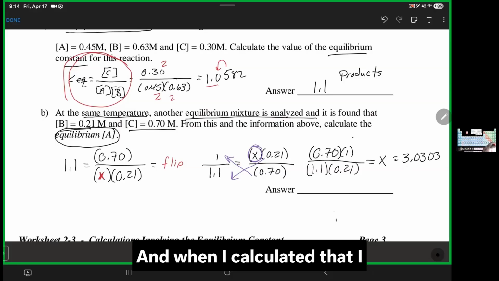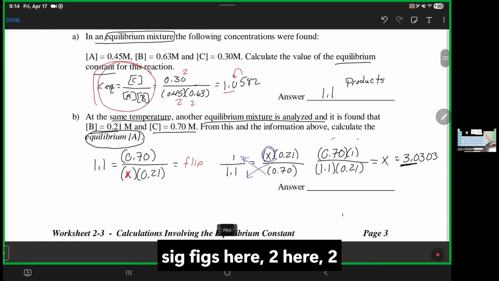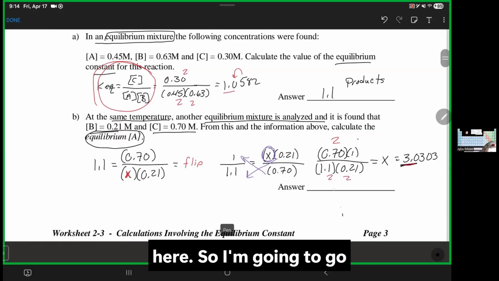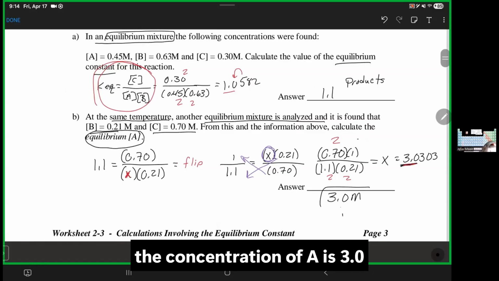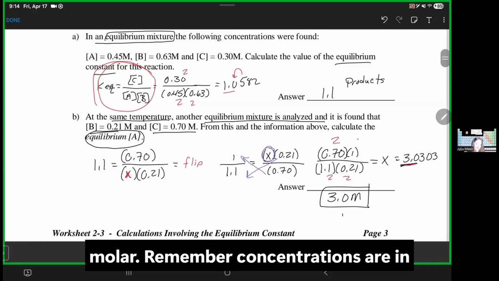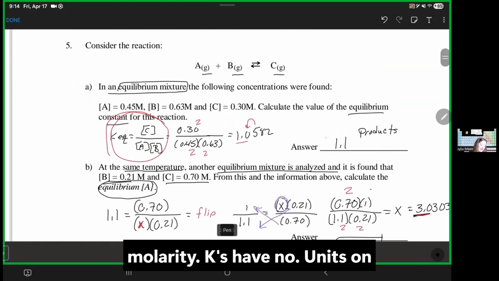And when I calculated that, I got 3.0303. And we've got 2 sig figs here, 2 here, 2 here. So I'm going to go with 2 in my answer. So the concentration of A is 3.0 molar. Remember, concentrations are in molarity. K's have no units on them.